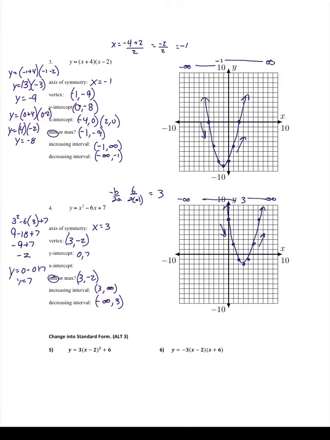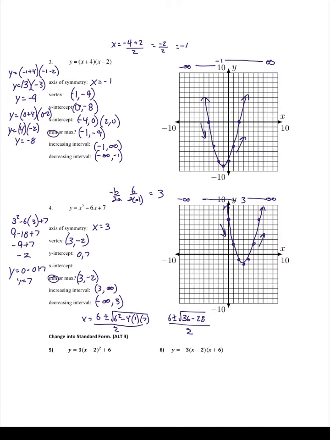We can plug in the numbers to our quadratic formula, so that will give us 6 plus or minus the square root of 6 squared minus 4 times 1 times 7, all over 2. That reduces to 6 plus or minus the square root of 36 minus 28, over 2.